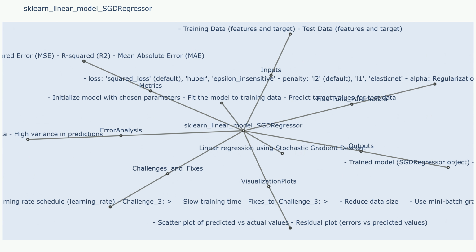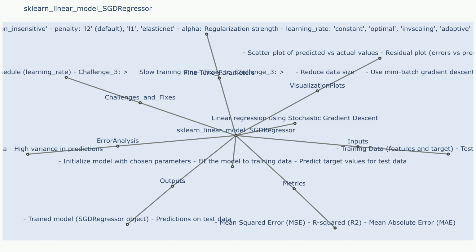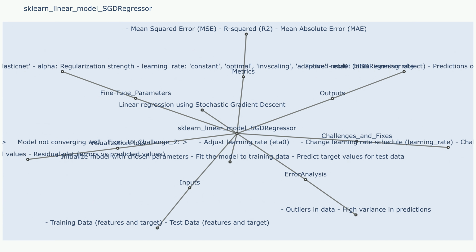Metrics: mean squared error (MSE), a common metric used to evaluate the performance of regression models. It measures the average squared difference between the predicted and actual values. R-squared (R2), a statistical measure that represents the proportion of variance in the target variable that is explained by the model. Higher R2 values indicate a better fit.